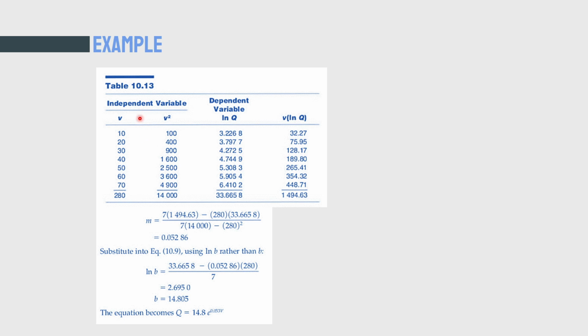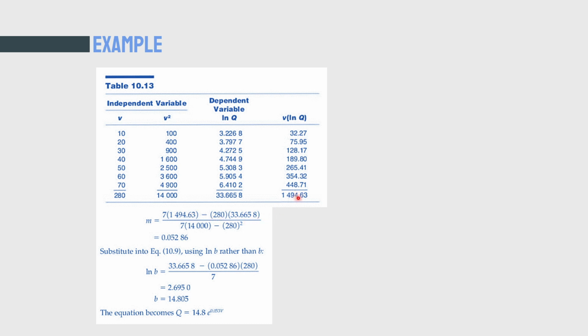Now this is the table. Independent variable V, you have V squared, and you have the ln of Q, and you have the multiplication of V and ln Q. Those formats, you need them to be able to plug in the data in the general format of finding m. Remember, we need the summation of V squared, the summation of V or x, the summation of y, ln Q in this case, and V multiplied by ln Q, or x multiplied by y. When you have that, you will easily take those summations and plug them in here.